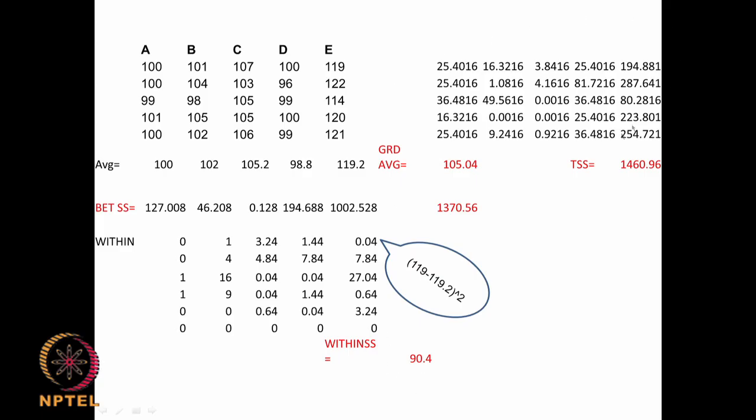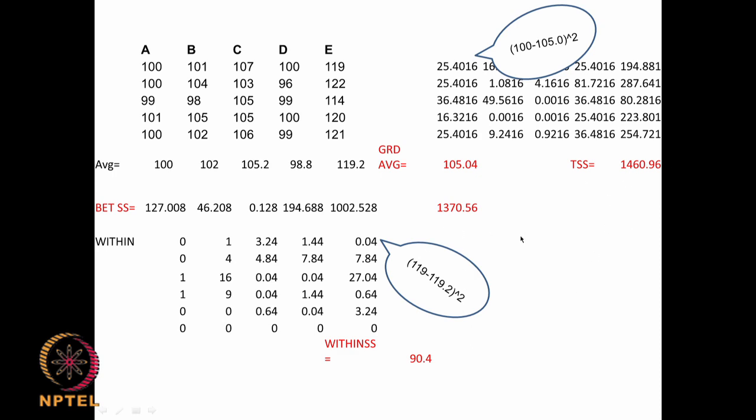How do you calculate the total sum of squares? Each term, 100, you subtract from the grand average or the global average, square, 100 minus 105.04 square, like that. So, you will get 25 terms, add up all of that, that will give you total sum of squares. You see, if I add the between sum of squares and within sum of squares, I will get the total sum of squares. 1370 plus 90 is 1460.